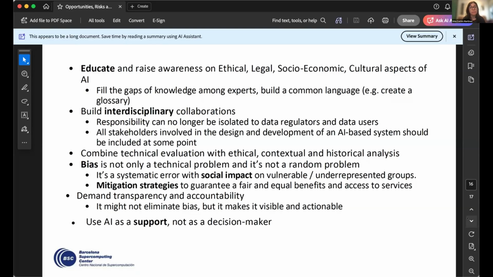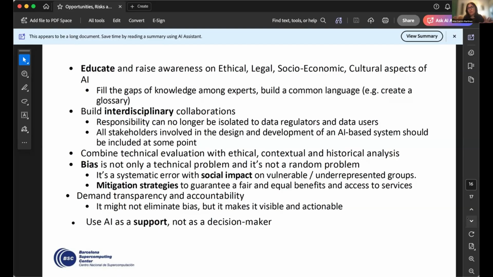Demanding transparency and accountability. Again, this is a link to the AI Act. It might not eliminate bias, but it will make it more visible and actionable. We have a challenge also here. For now, there is a lack of standards, so there are many ways of building our technical documentation, our reports, but we need to see how this aligns in the end with the AI Act.